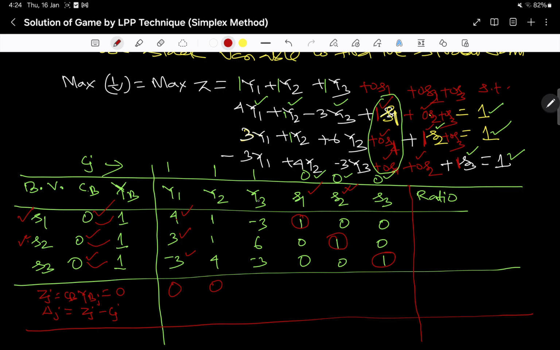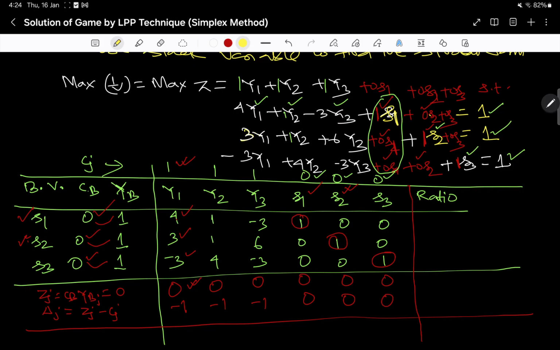CBYBJ means for y1, y2, y3. So this is also 0. This is also 0. This is also 0. Now ZJ minus CJ means this 0 minus this 1. So this is minus 1. This is your minus 1. This is your minus 1. And this is 0 minus 0, 0 minus 0, and 0 minus 0.